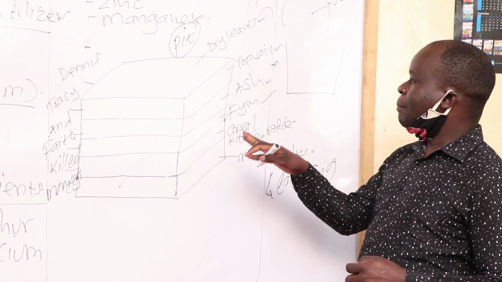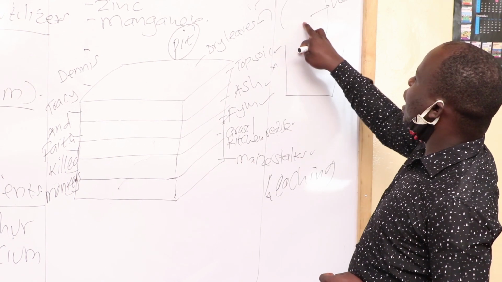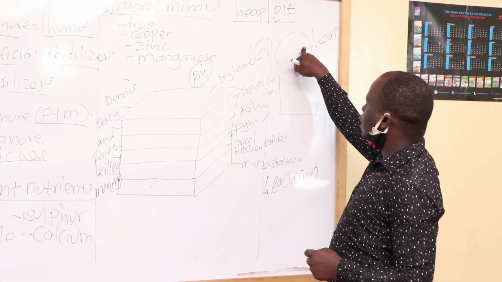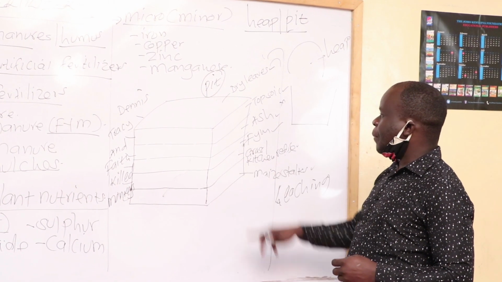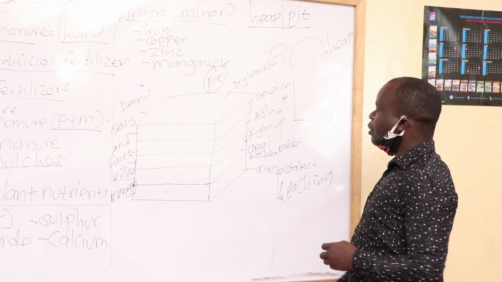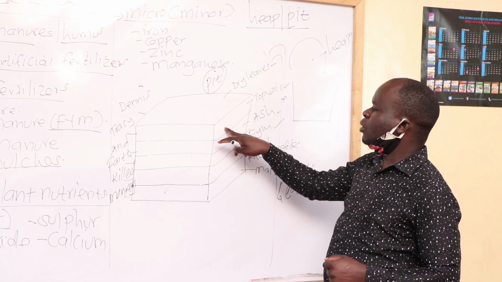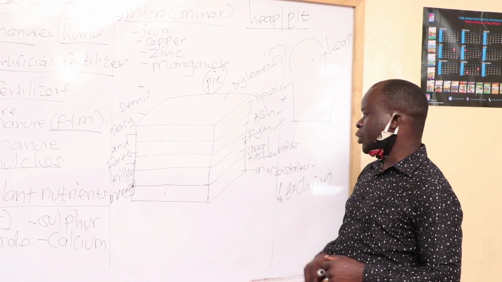So this is method number 2 of preparing compost manure. I've said number 1 is heaping. You heap materials, you wait for them to rot, and then you take them to the chamber. And then number 2 is using a compost pit. This one is the second method of preparation. And in this compost pit, there are some ways you can use to fasten or to enhance the rate of decomposition.